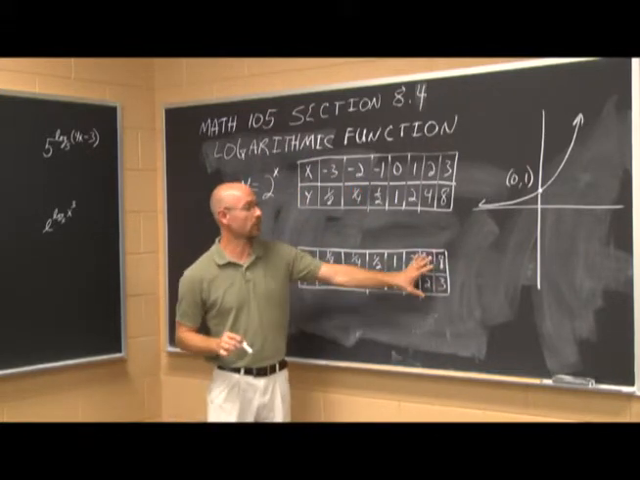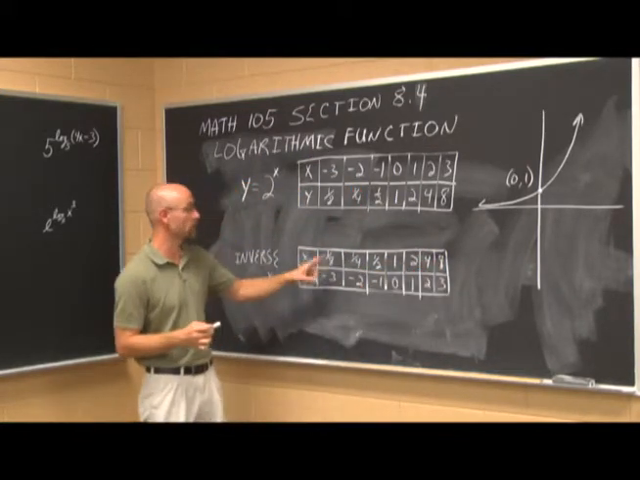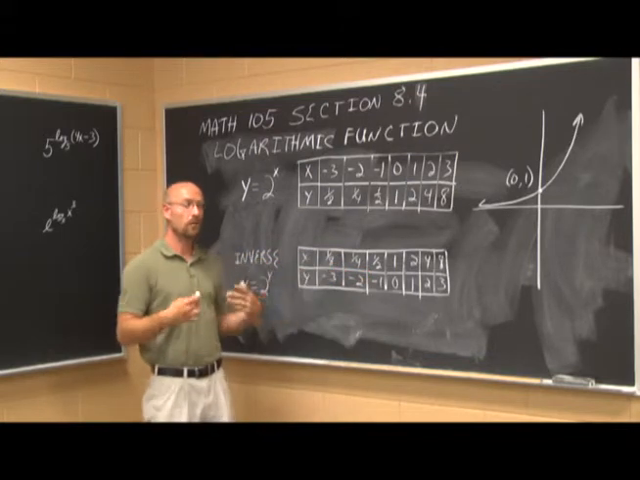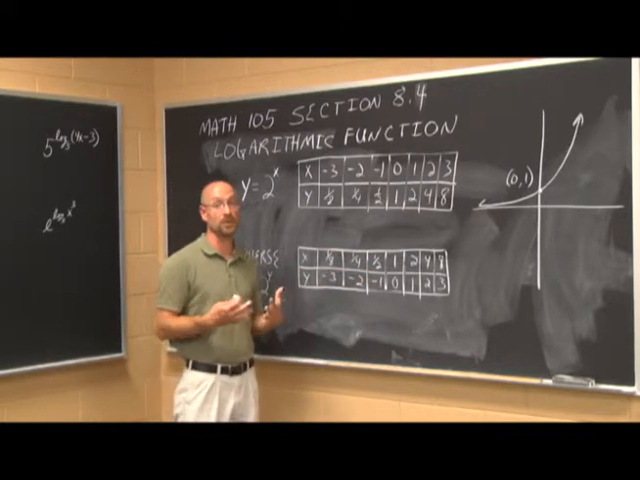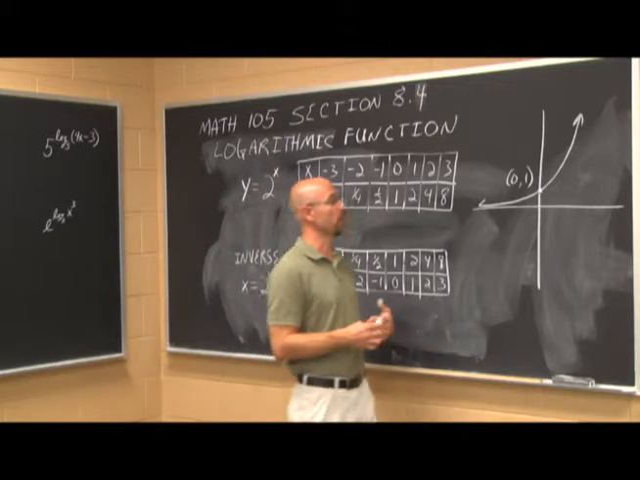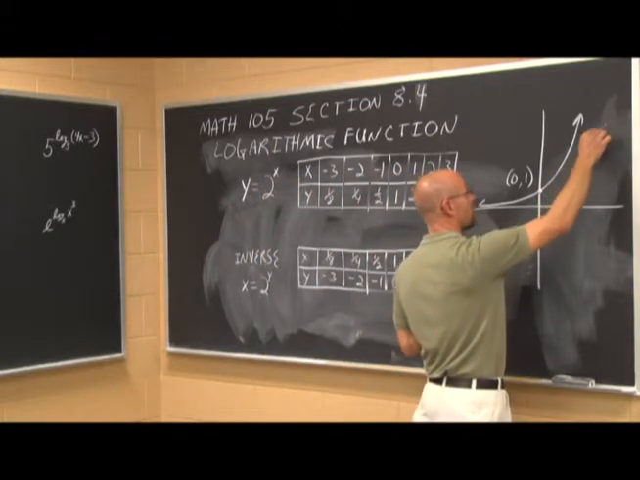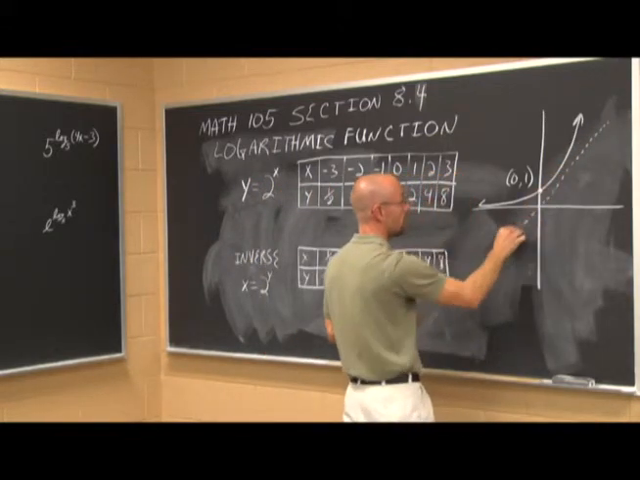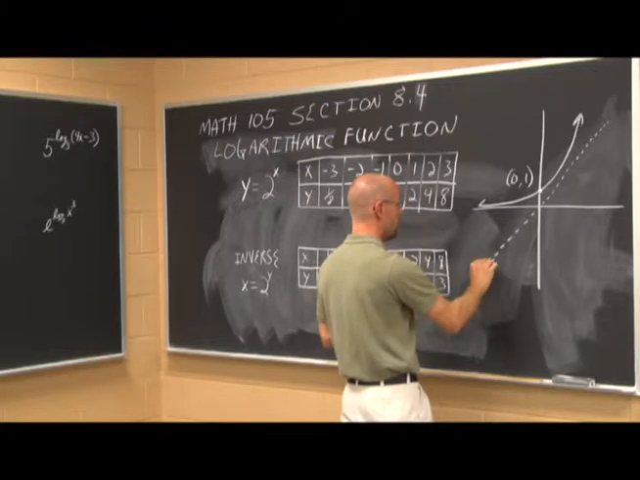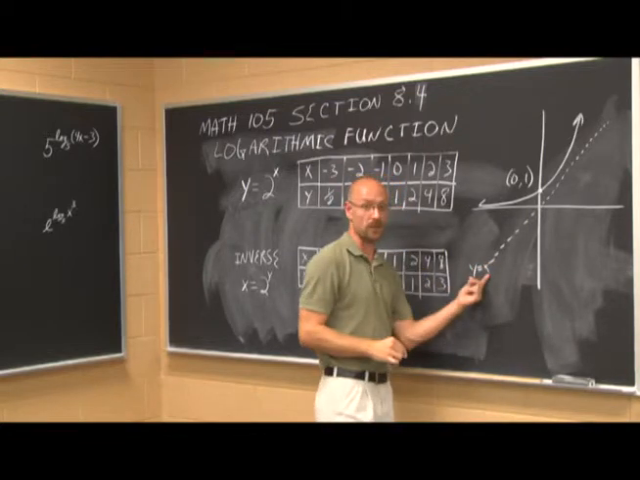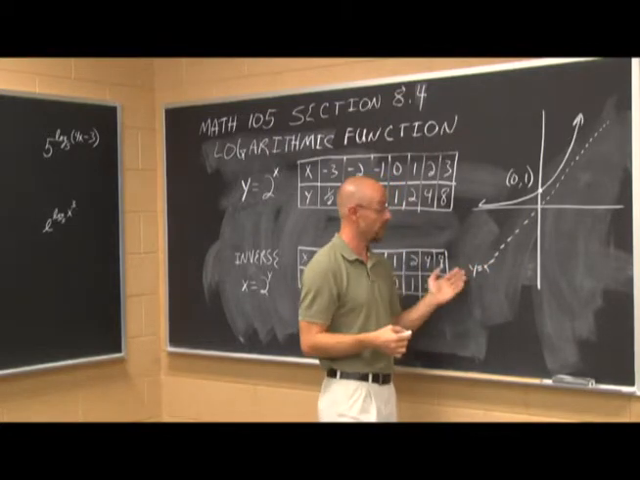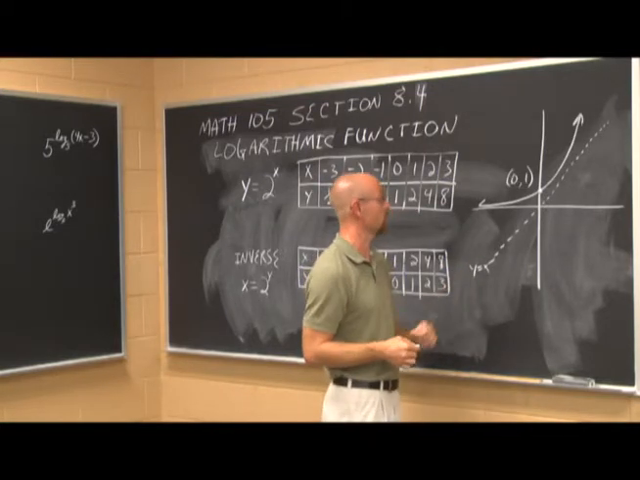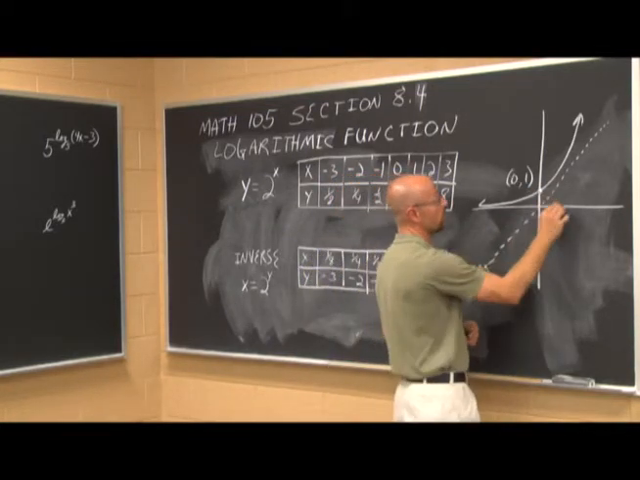Now, if I were to graph this, I could plot all these points, but we already talked about inverse functions. And we know that inverse functions are a reflection through the line y equals x, our identity function. If I switch these, I still have x equals y, which is the same thing as y equals x. So we can do a reflection.